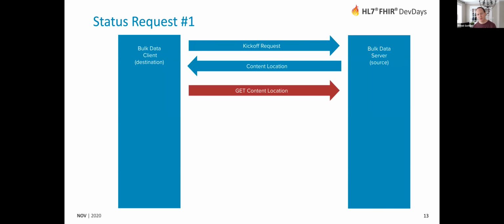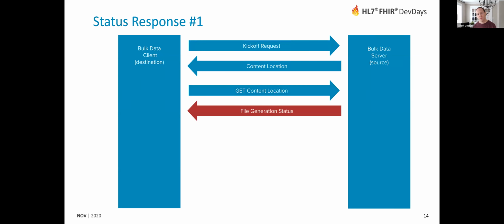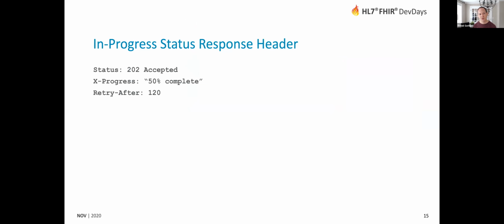So let's say we ping that content location from our client. Here's what we'll get back: a current status of this job. Here we can see there's two useful status parameters, and these all show up in the response header. One is X-Progress, and this is a text-based parameter that the server can supply to the client to say where it is in the job. This is going to differ by server based on what information that server is able to provide. So some servers will be able to say something like, in this example, 50% complete, meaning that we're halfway through generating your bulk data export files.